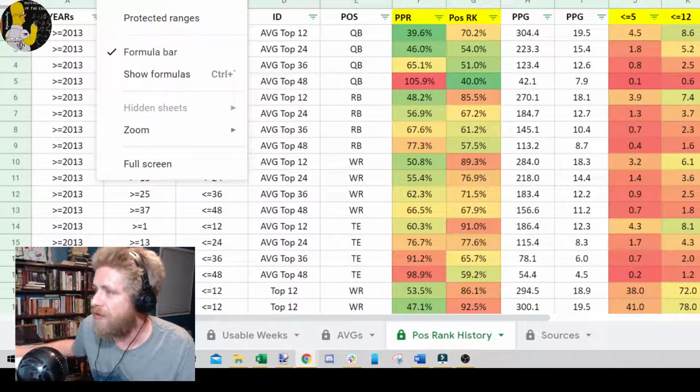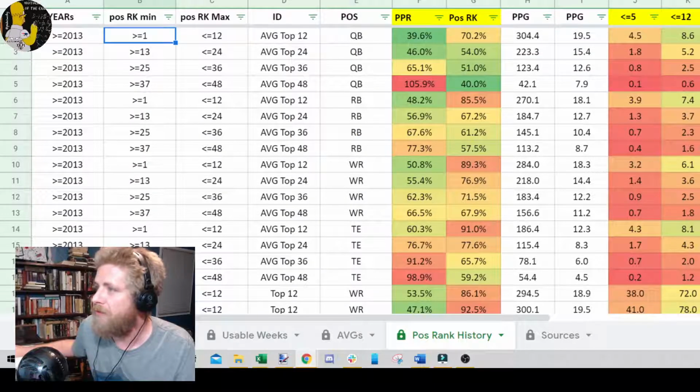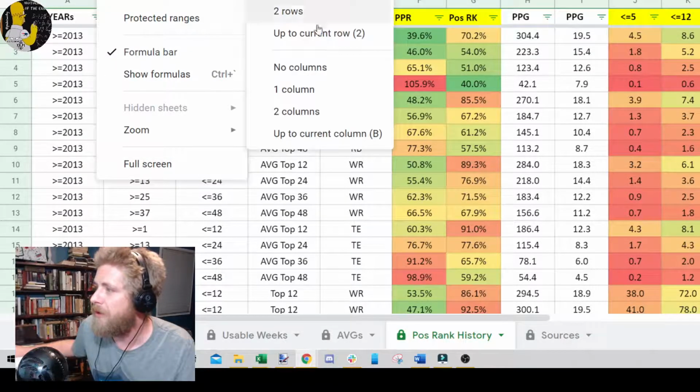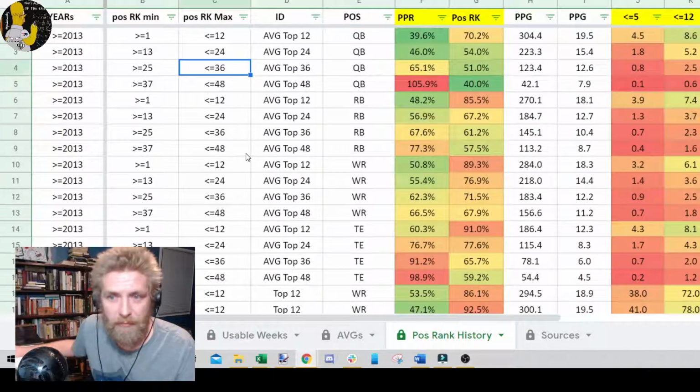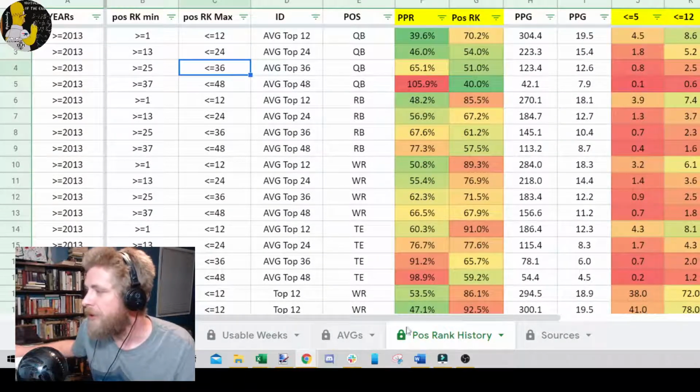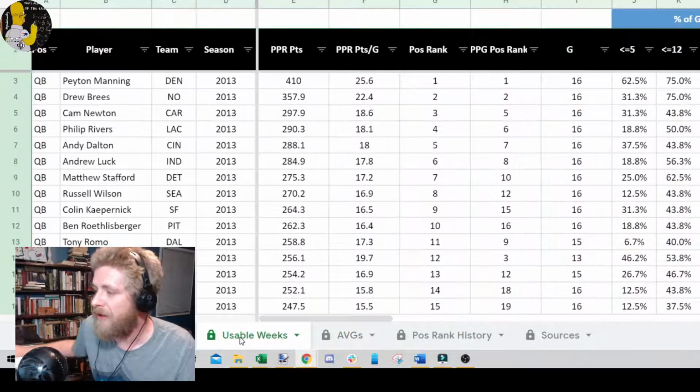I just noticed I don't have this. Freeze that, and then go ahead and freeze that as well, so that the headings stay where they are while you scroll. Let me know if you have any questions.